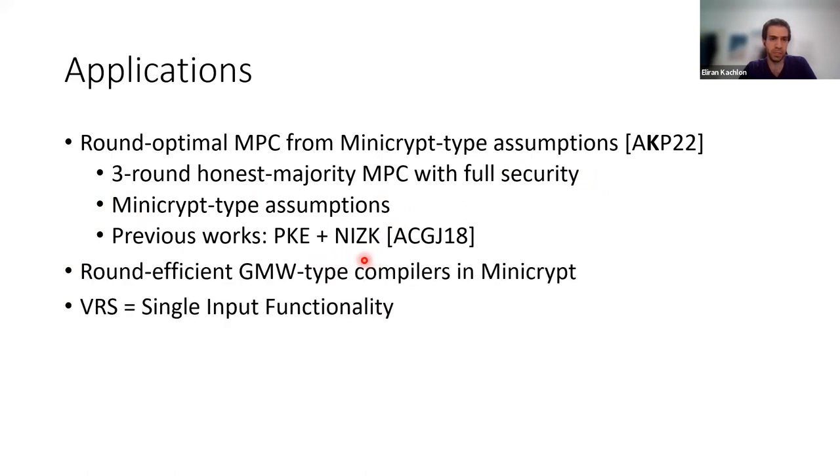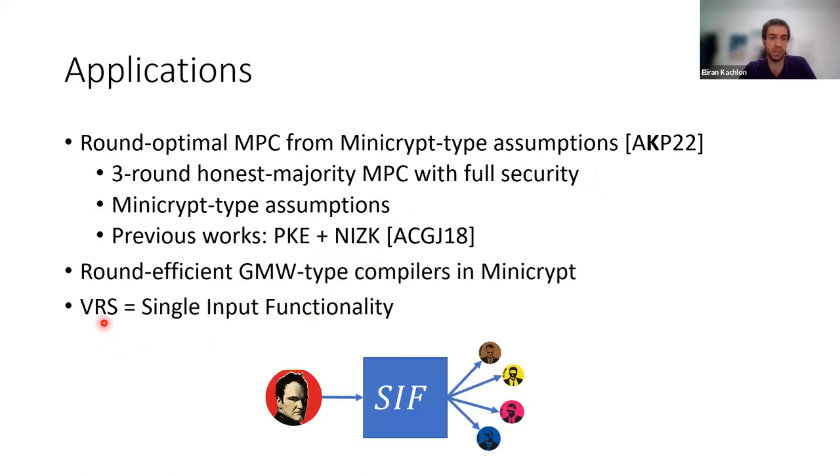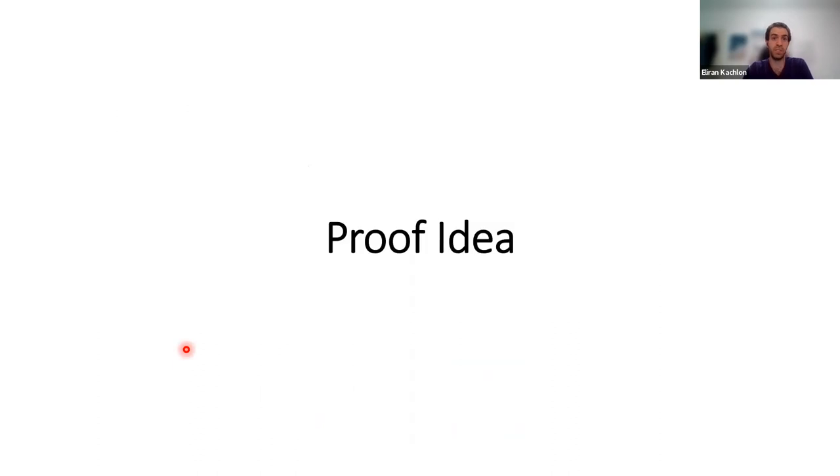Now, there are more applications. I do want to mention that the VRS turns out to be equivalent to single input functionalities. So those are functionalities that receive the input from a single party and then give output to all the parties. And one can show that these two are equivalent. And so another way to think of our results is that every single input functionality can be implemented in two rounds with full security and for mini-crypt type assumptions. Okay, so those are the applications of MVZK.